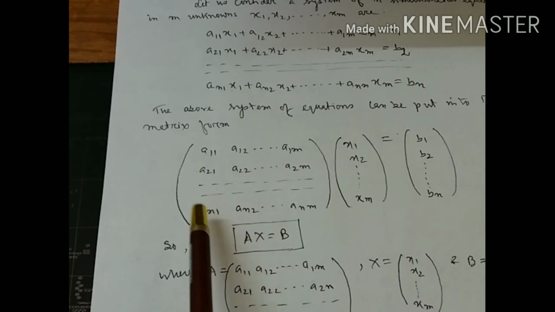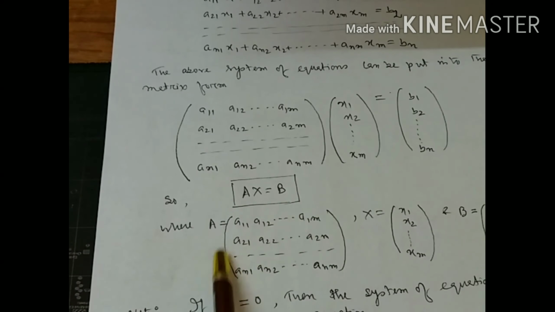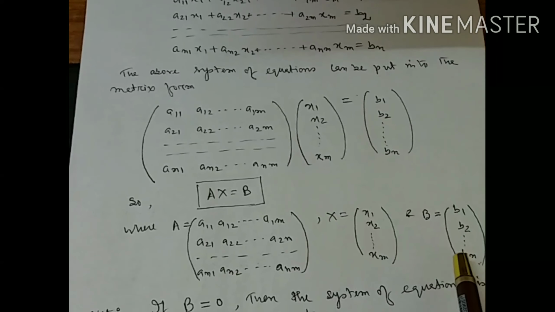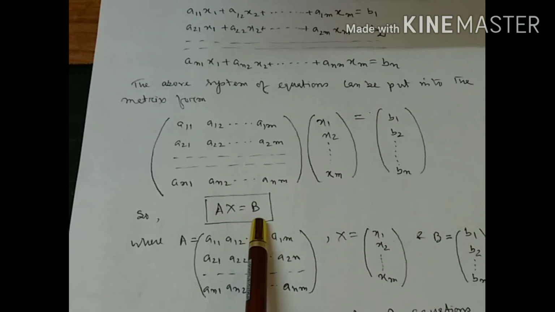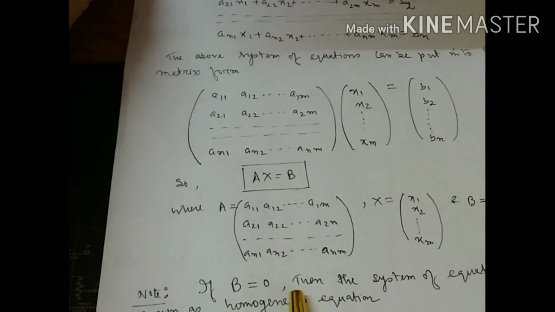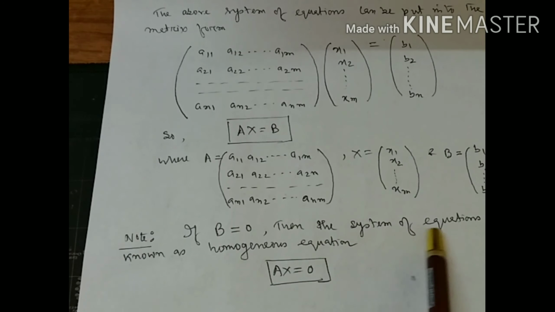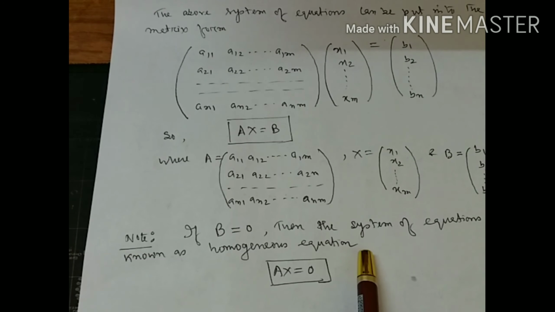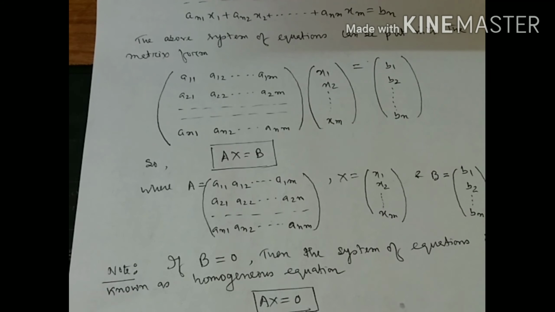So we are taking the matrix equation AX = B, where A is the coefficient matrix, X is the unknown matrix, and B is the right-hand side. Any system of linear equations can be put into the matrix form AX = B. If the right-hand side B equals 0, then the system of equations is known as a homogeneous equation. In the case of a homogeneous equation, we get the right-hand side as 0.